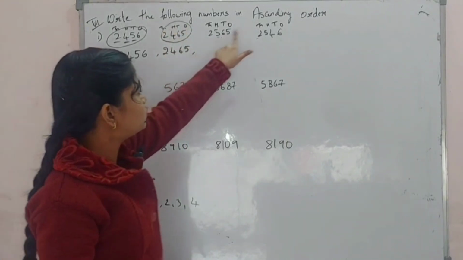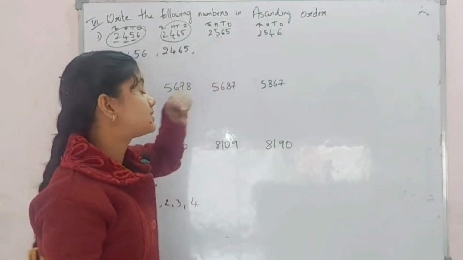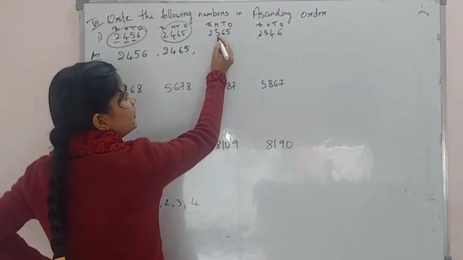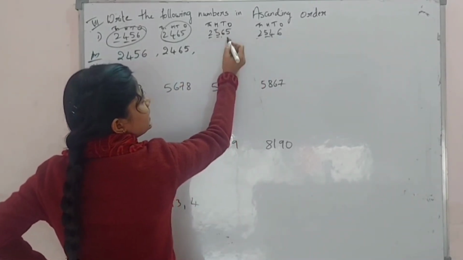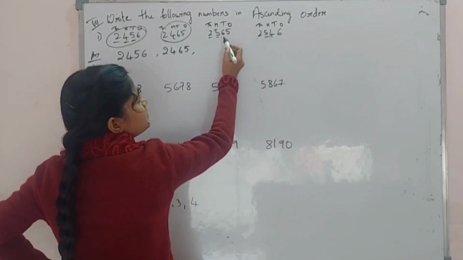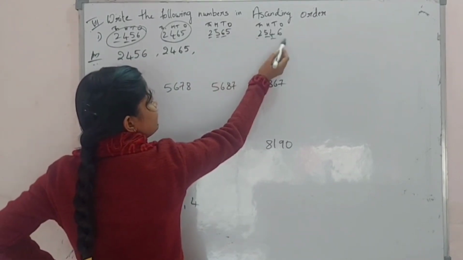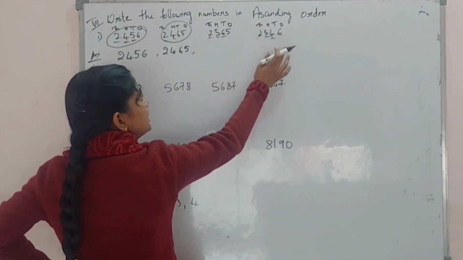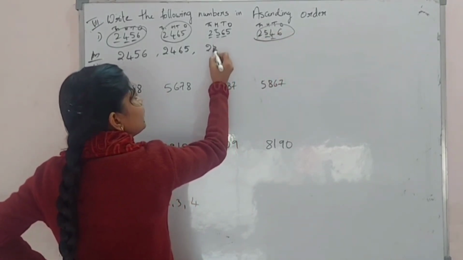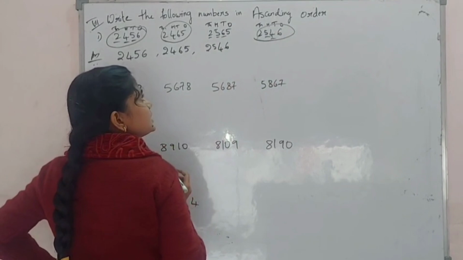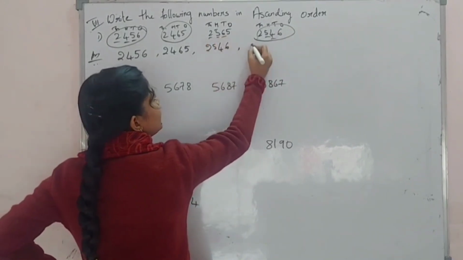Next, which is the smallest? The 5 is equal, right? The 2 is also equal and the 5 is also equal. Next, check the 10th place, which is the smallest. We have 6 and 4. Between these two, this one is the smallest. Correct? 4 is the smallest. So I am writing 2, 5, 4, 6 as the smallest. The remaining I am writing here.